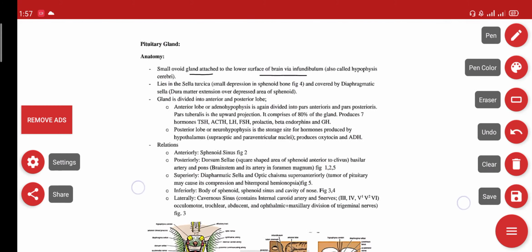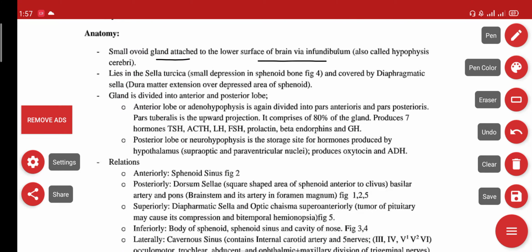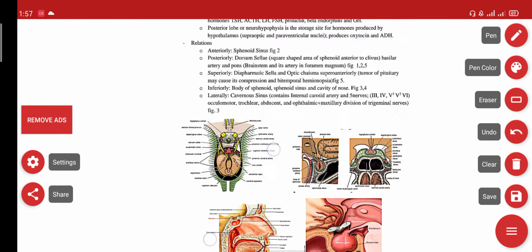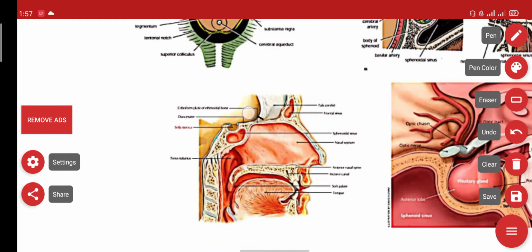Now it is attached to the base of the brain via the infundibulum, and it lies in the Sella Turcica. Sella Turcica is actually a small depression present in the sphenoid bone. Here you can see it. This is your sphenoid bone, and a small depression in it over here. So this is your Sella Turcica.